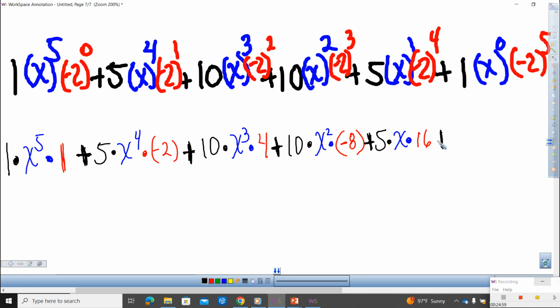Plus 1, of course it's 1, times. What is x to the 0 power, everyone? Everyone, 1, that is correct, times negative 2 to the 5th power. So I don't know if you saw the pattern already. This is negative 2 to the 4th power, so you take 16 and multiply it times what? Negative 2, which is negative 32.